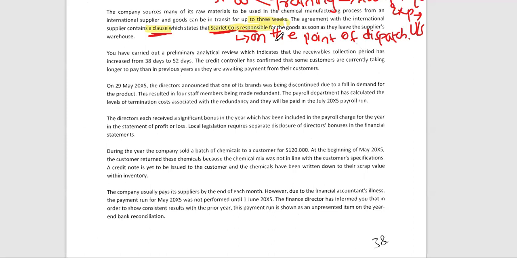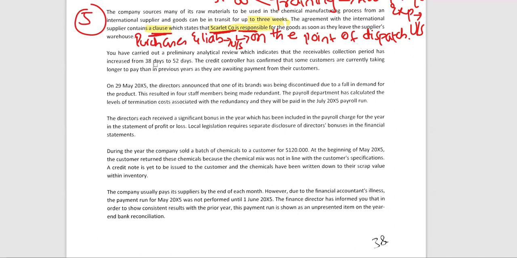So our risk is basically this: inventory might not have been recorded in the books of Scarlett Company until they reach their organization. So we have a risk that their inventory is understated, their purchases are understated, their liabilities are understated. So you can say purchases and liabilities are understated. This was the fifth risk.